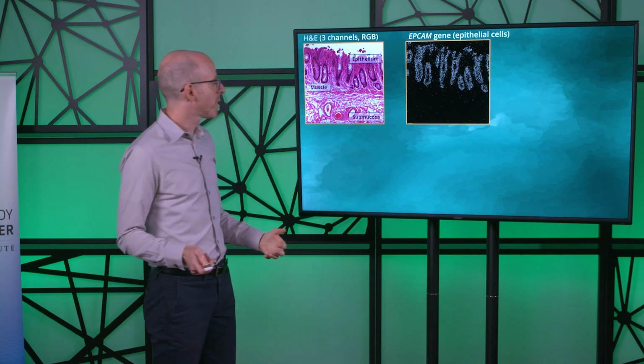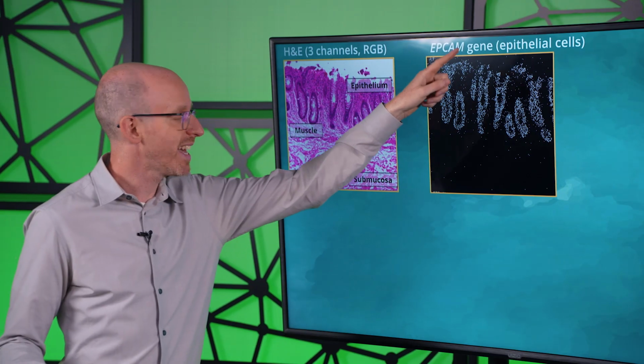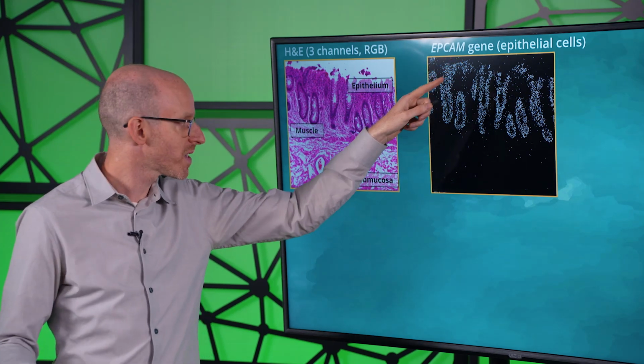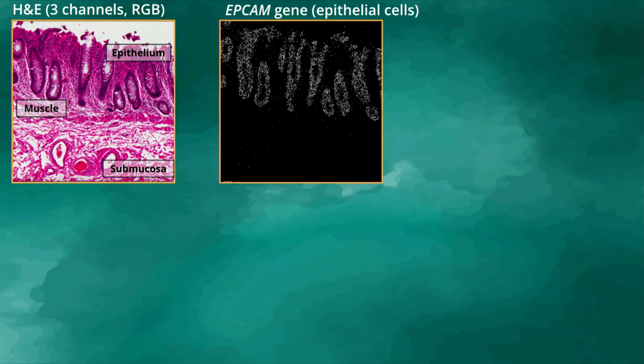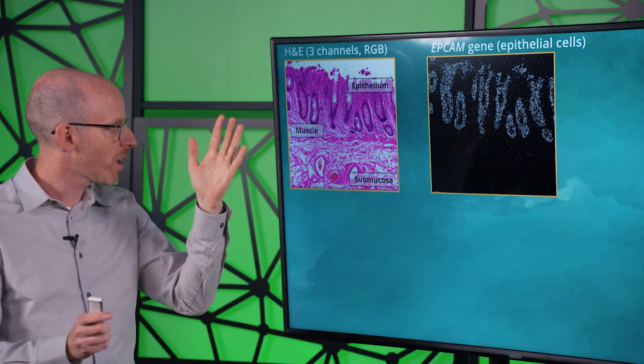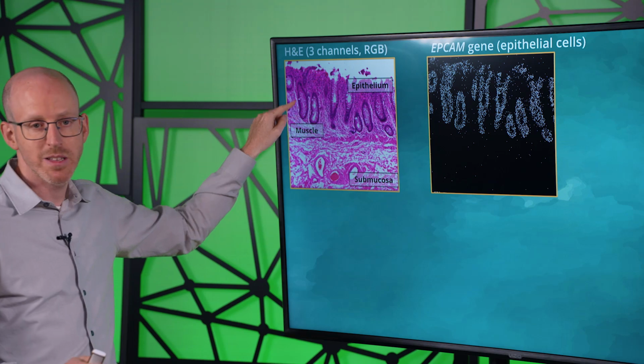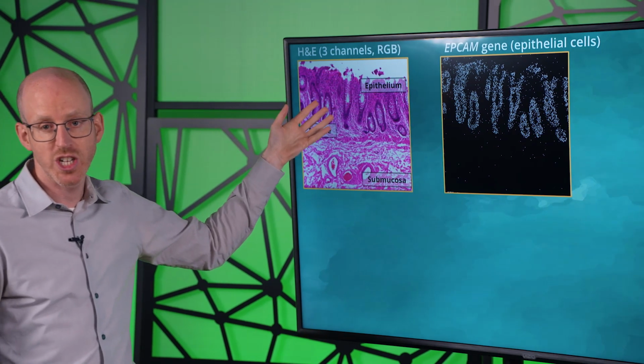So here's an example of that measurement where we have measured the gene EpCAM, which is normally expressed in epithelial cells. And what we're showing here is every single dot is a single EpCAM gene transcript. So the EpCAM gene was transcribed and an RNA molecule was made, and each of these dots is one of those RNA molecules or transcripts. And what you can see is that the location of the RNA molecules for EpCAM perfectly overlap with where the epithelium is as judged by the H&E image.